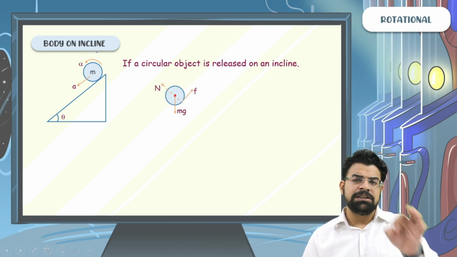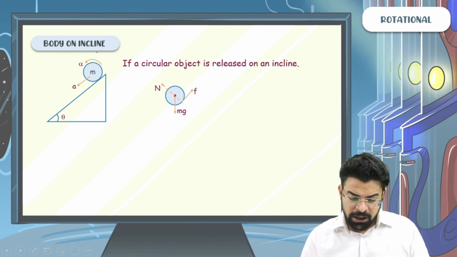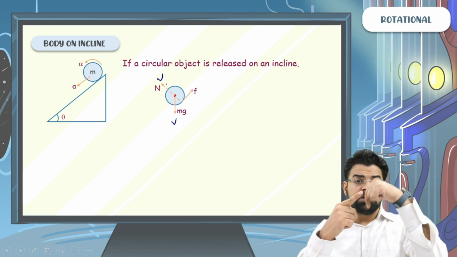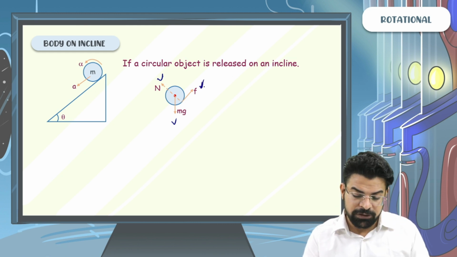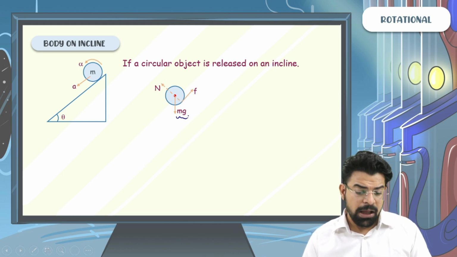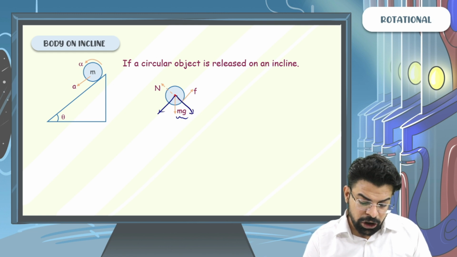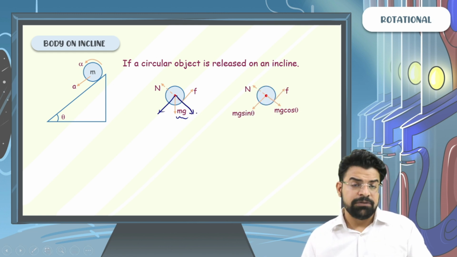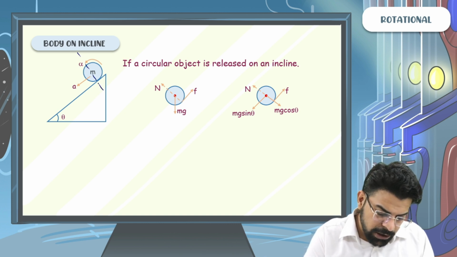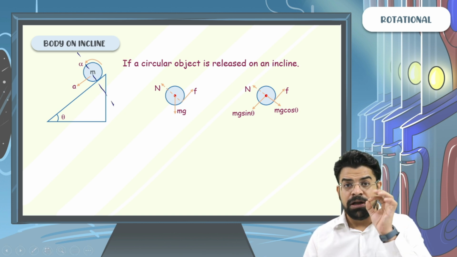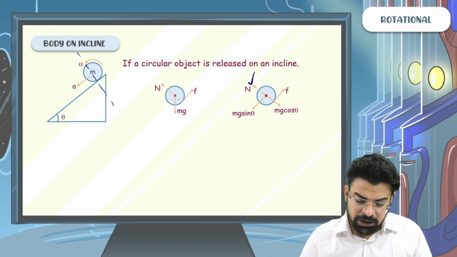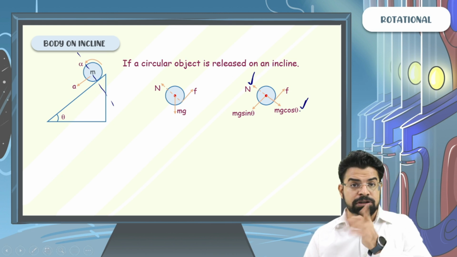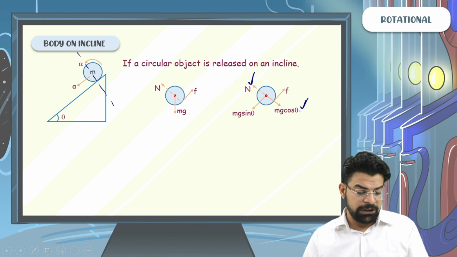Question is, out of these three forces, which force provides the torque? As the force of gravity and normal pass through the center of mass, they do not provide any torque. So who provides the torque? The force of friction. One can even break down the force of gravity into components along the incline and perpendicular to the incline. Since there is no acceleration perpendicular to the incline, the net force in that direction will be 0. Hence the normal reaction equals mg cos θ.